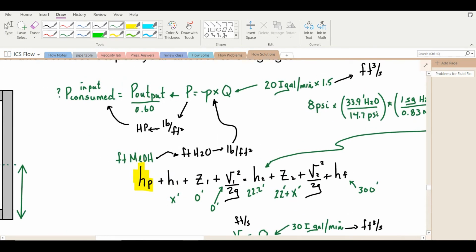That will be feet of methanol. You want to convert that to feet of water. It will be slightly lower height of water. Convert that to pounds per square feet, and that's it. So a little tedious, but with practice, they get better. Practice always makes better.